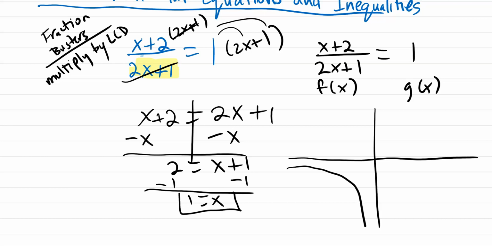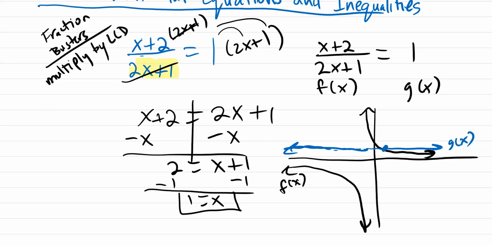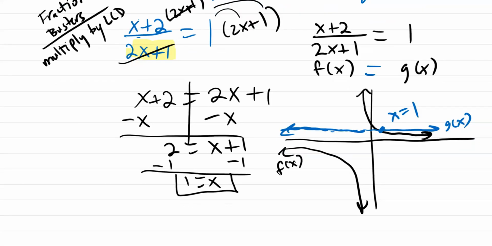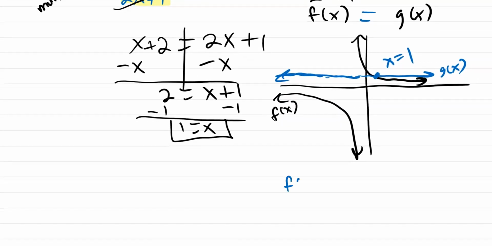So this one was kind of like this. That was our f of x. G of x would have been just the horizontal line at 1. And they cross right here at x equals 1. That works, but actually what I would encourage you to do is rather than set f of x equal to g of x, I would rather that we do f of x minus g of x and set that equal to 0. What do I mean by that?